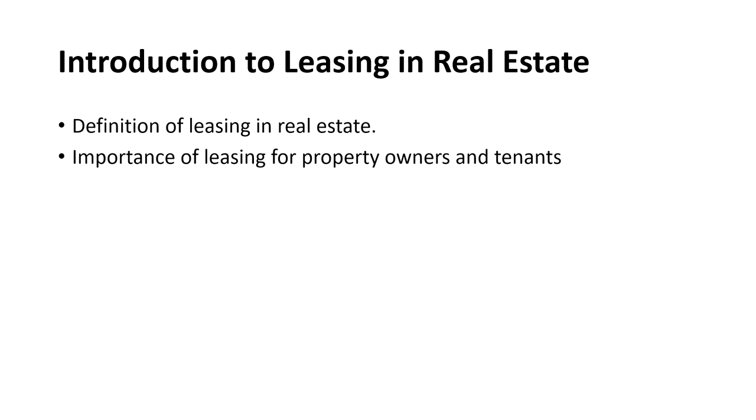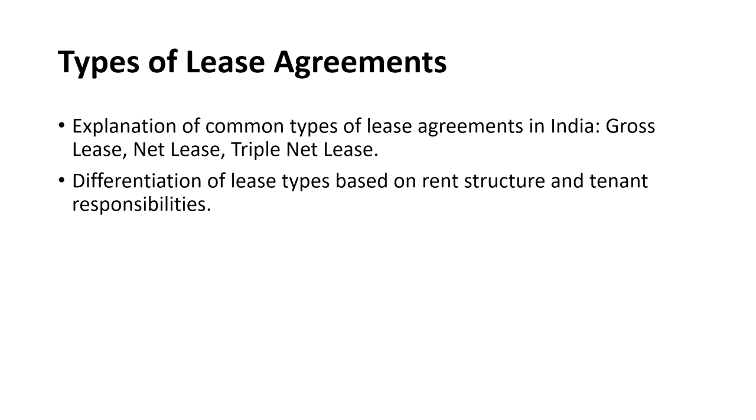Then moving on to the types. So, types of lease agreements. We have gross lease. In a gross lease, the tenant pays a fixed rent amount and the landlord bears all operating expenses, including property taxes, insurance and maintenance cost. This type of lease is commonly found in residential leasing arrangements, where tenants prefer a predictable rent amount without the hassle of additional expenses. Then we have net lease.